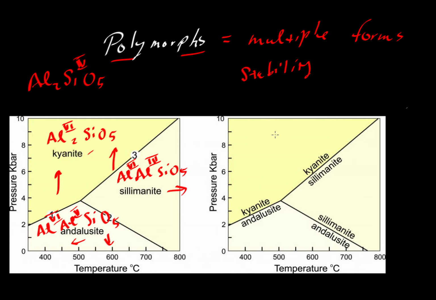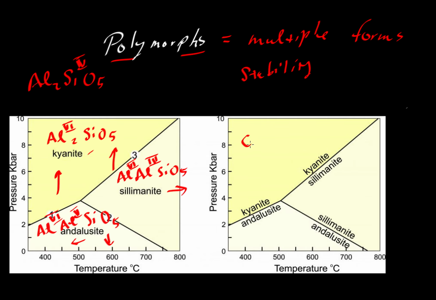We could always also think about the Gibbs free energy. So if we were to compare, let's say, the Gibbs free energy at this point here, we're in the kyanite stability field. So we're a little above 6 kilobars and a little over 400 degrees centigrade. So what would the Gibbs free energy look like? Well, if we're going to compare something like kyanite to andalusite, the kyanite would be more stable. It would have a lower Gibbs free energy than the andalusite.